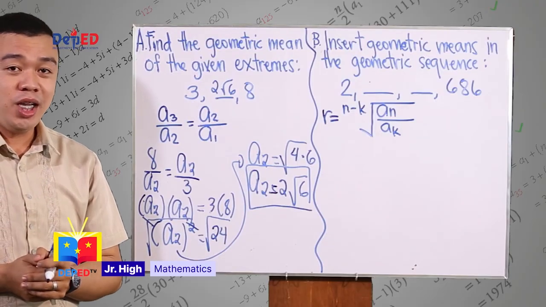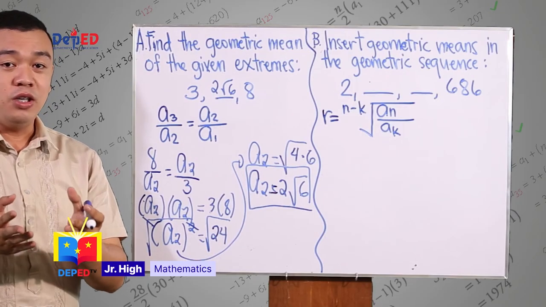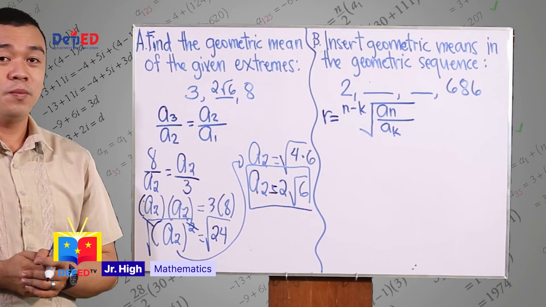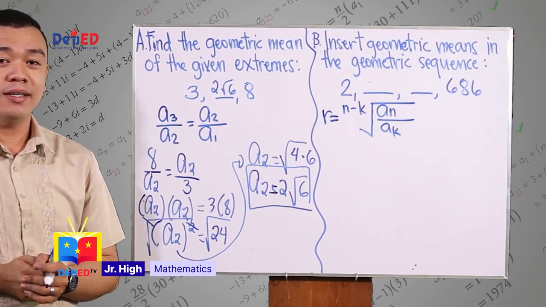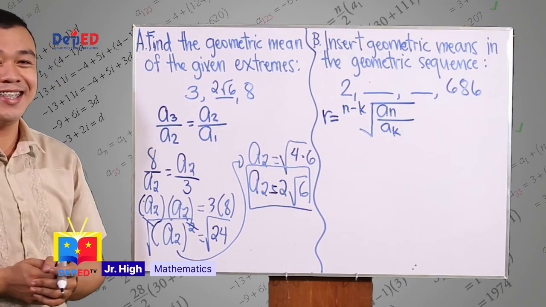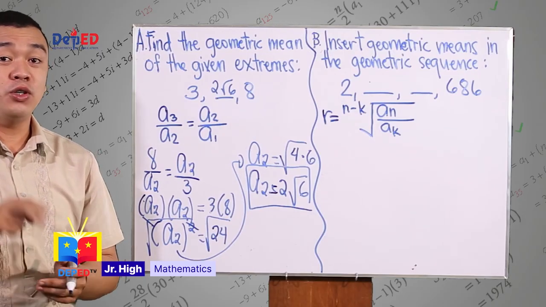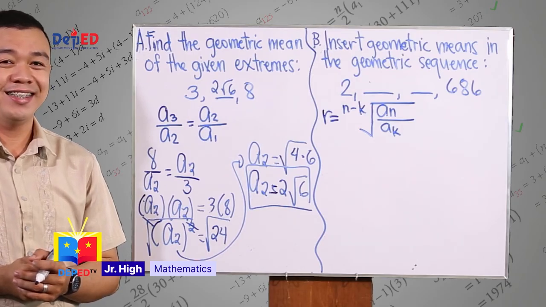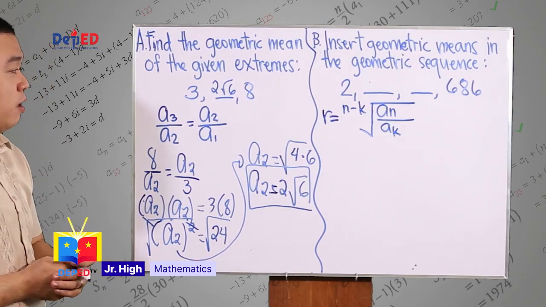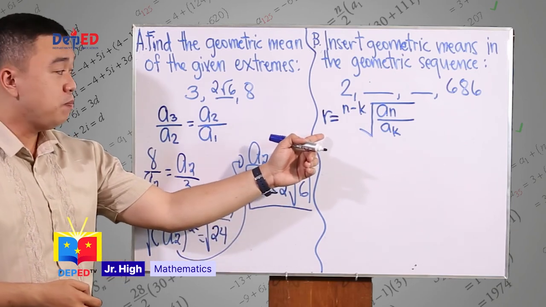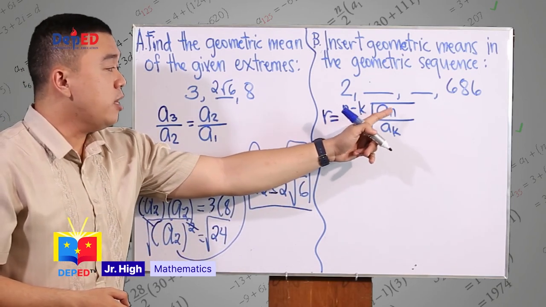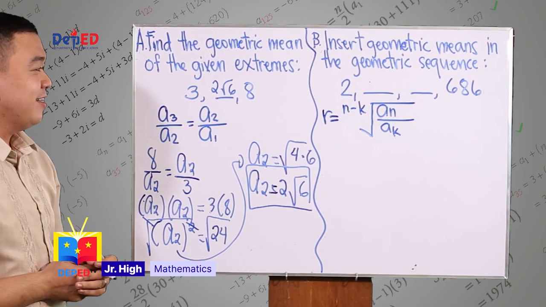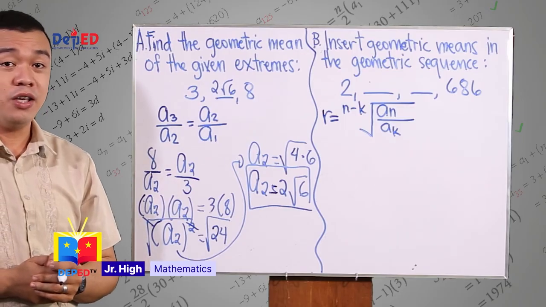Now, let's proceed to letter B. Insert geometric means in the geometric sequence 2, blank, blank, 686. Again, we are looking for two unknowns, which are a sub 2 and a sub 3. With that, we will use the formula first in getting the ratio, which is the (n minus k)th root of a sub n divided by a sub k. Let's substitute the given values.